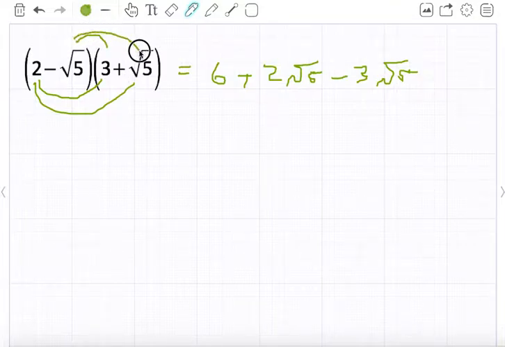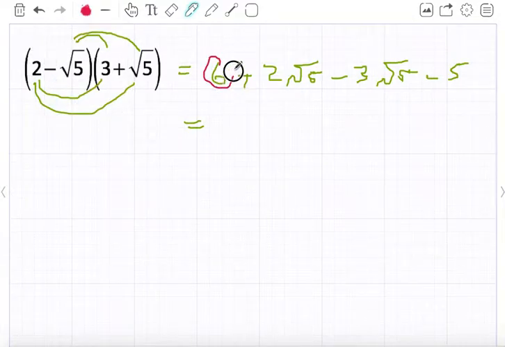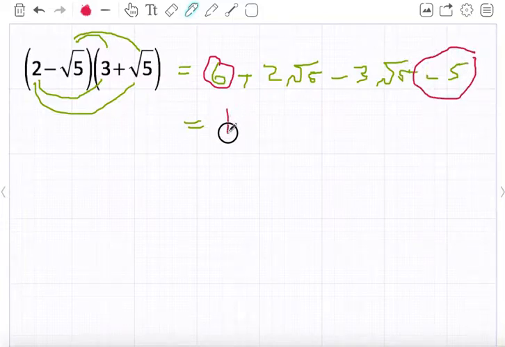Now root 5 times root 5 is 5, but because we've got a plus and a minus, we're going to say it's minus 5. Minus and plus. So again, let's take our rational numbers. Remember, this isn't 5, this is minus 5, so it gives me 1. 2 root 5's take away 3 root 5's gives me negative 1 root 5.